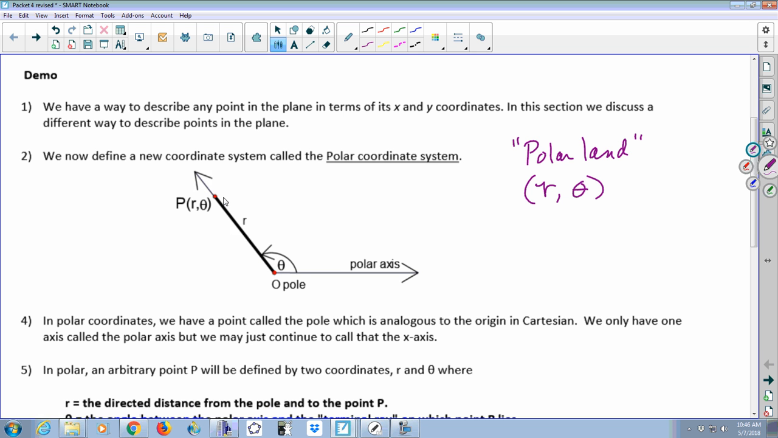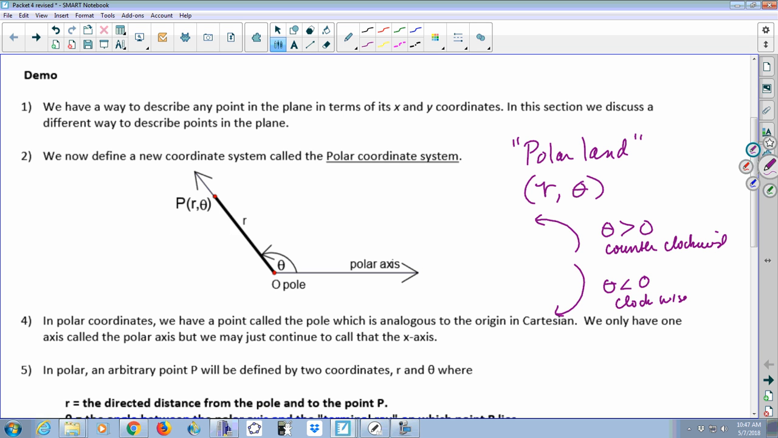In a minute, you'll get to see what the graph looks like in Polar Land. That's basically all you need to know: these two values determine the location of point P. When theta is a positive angle, we measure counterclockwise. And when theta is negative, we go clockwise, just like we've been doing all along. Nothing new in that particular regard.